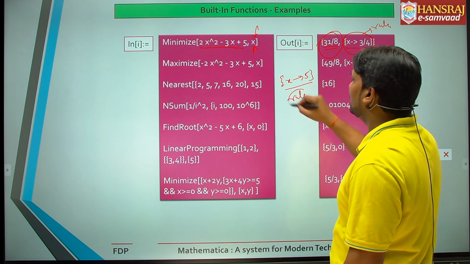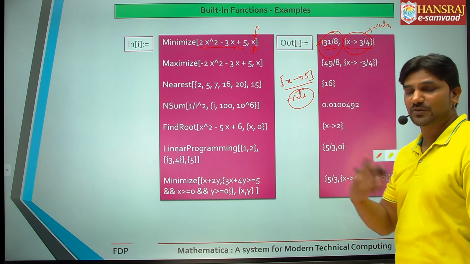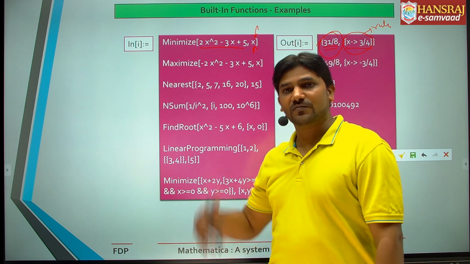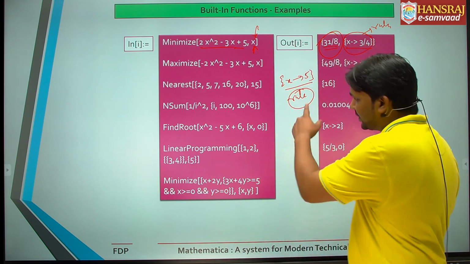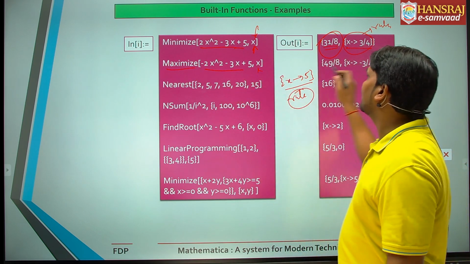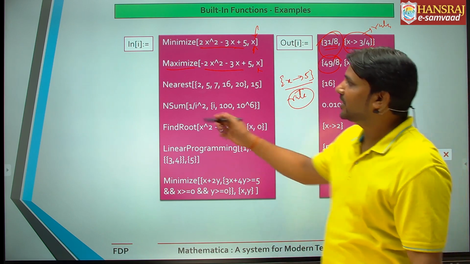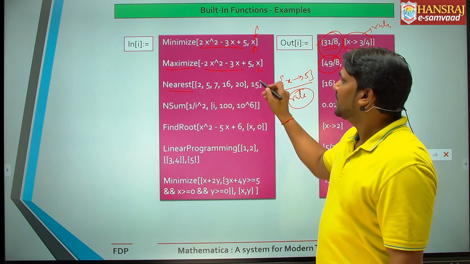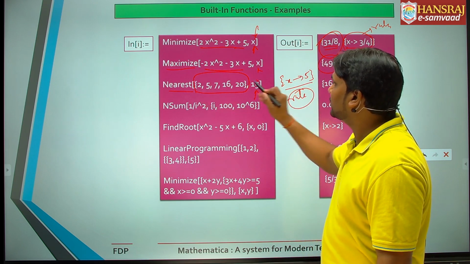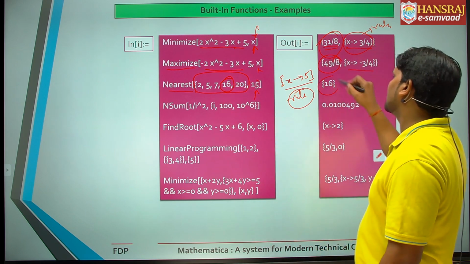The name is rule, and that is also very important whenever you are going to do research or coding. So that rule will be used. So remember that also. So next is maximize. This is the function, then x, and you will get the maximum value, and the maximum point is x equal to minus 3 by 4. Similarly, you can use nearest. Nearest means you want to check this list and find which point is nearest to 15. So for 15, I think it is 16, and 16 is your answer.